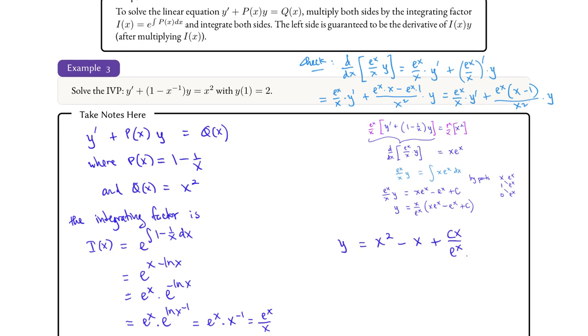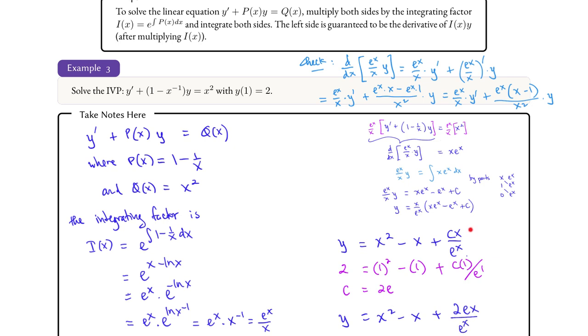But the initial condition is when x equals 1, y equals 2. And so plugging in x equals 1, y equals 2, we solve for C equals 2e. So the particular solution is y equals x squared minus x plus 2 times e times x over e to the x.